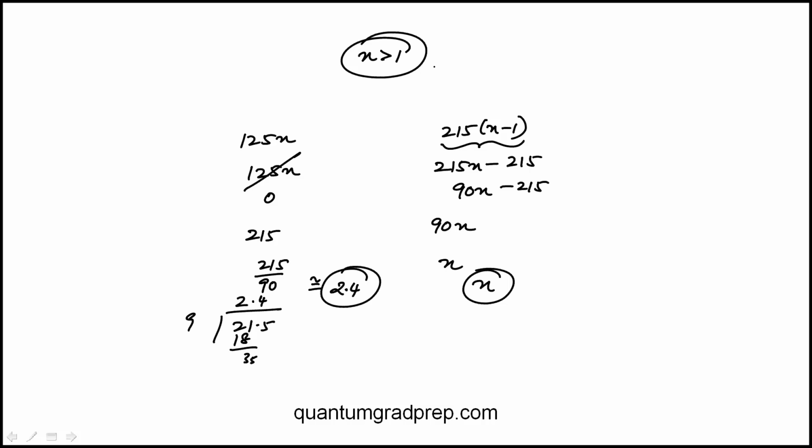n is greater than 1. Well, it could be 1.1, in which case quantity A is greater, but it could be 3, in which case that's greater, so we can't determine the relationship. Answer is D.